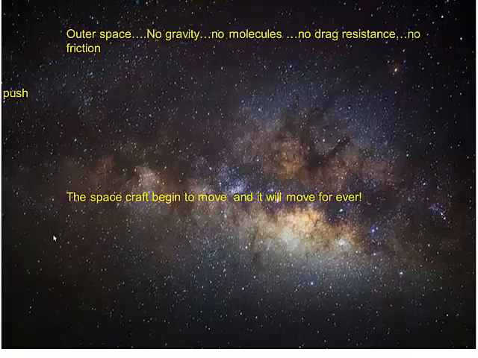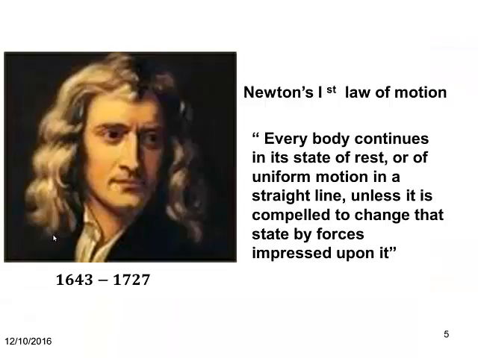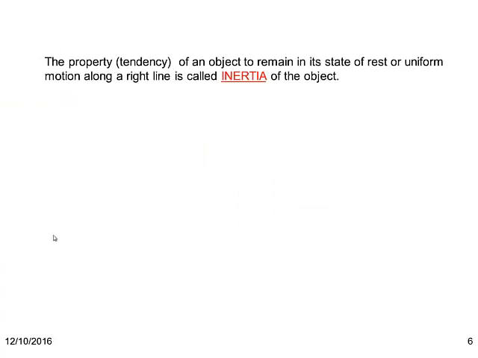Newton's first law says that every body continues in a state of rest or uniform motion in a straight line, unless it is compelled to change that state by forces impressed upon it. The property or tendency of an object to remain in its state of rest or uniform motion along a straight line is called the inertia of the object. The property inertia is quantified by the mass of the object.